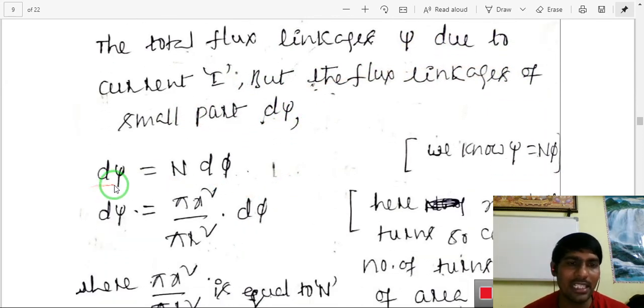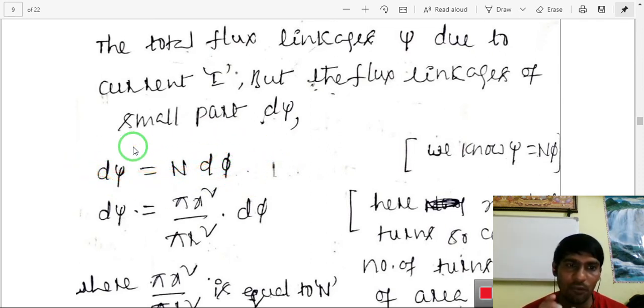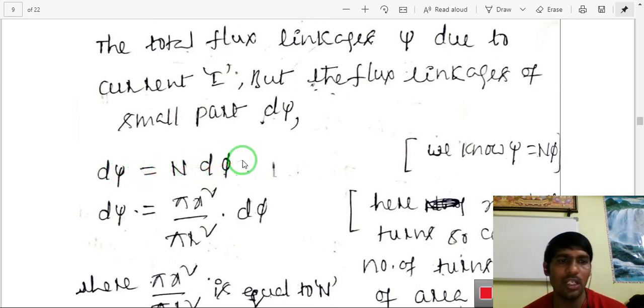So dψ equals N into dφ. This is the basic formula for a small element. We are focusing on the small particular area, that is distance dx only, at a distance of x meters. So for this, dψ equals N into dφ. This is the flux linking with N number of strands.